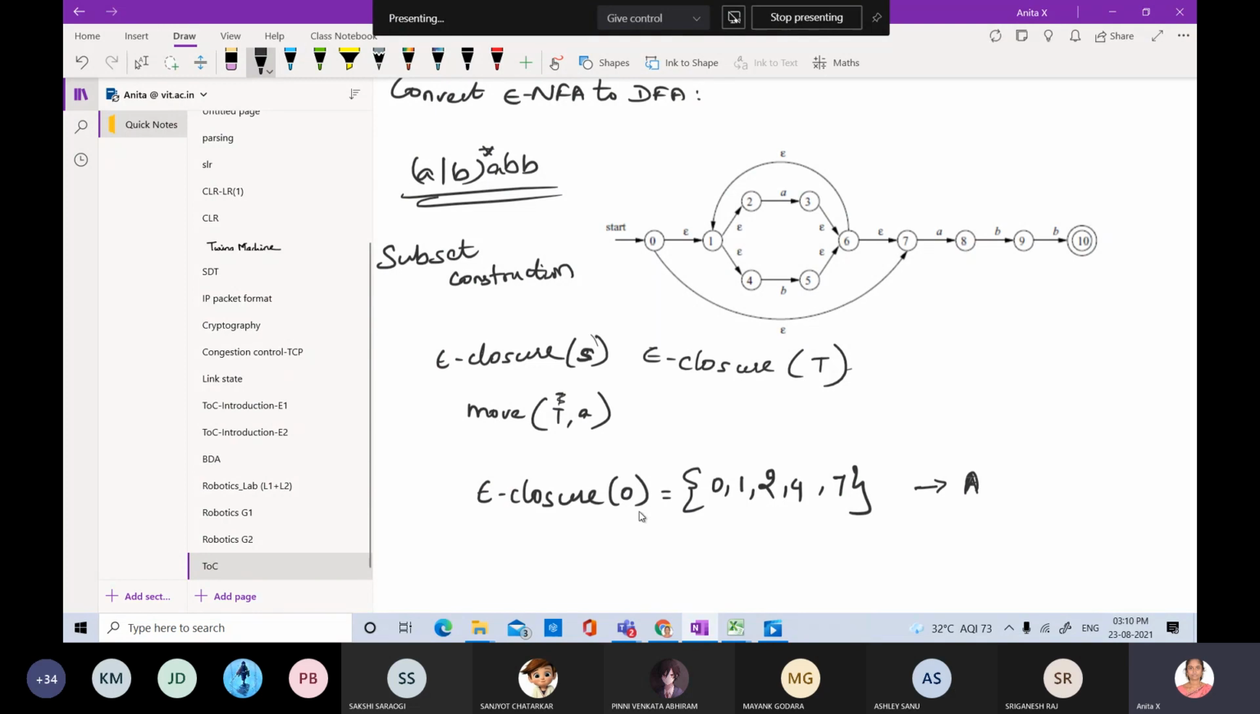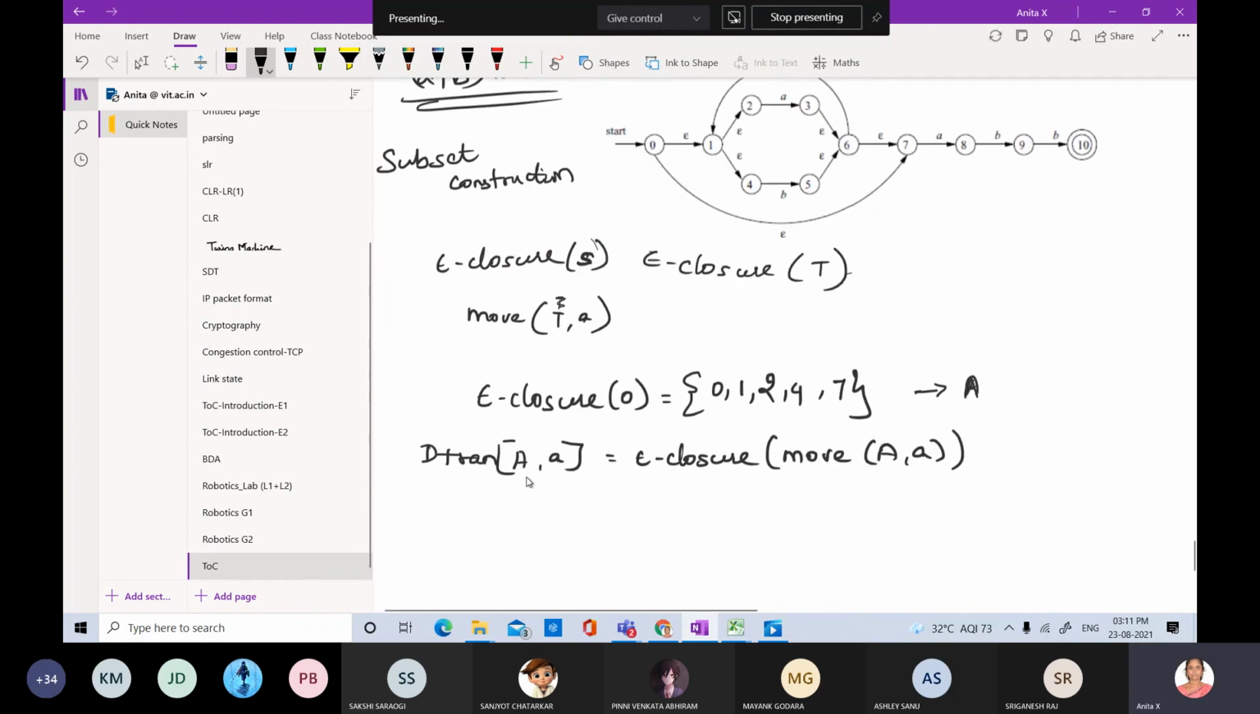Next we are going to deal with the function Dtran, the DFA transition. Dtran of A comma a: from state A, for input symbol a, where there will be a transition. Similarly, for input symbol b, where I will have the transition. That is what we are going to construct. So how do we find Dtran of A comma a? It is nothing but epsilon closure of move of A comma a.